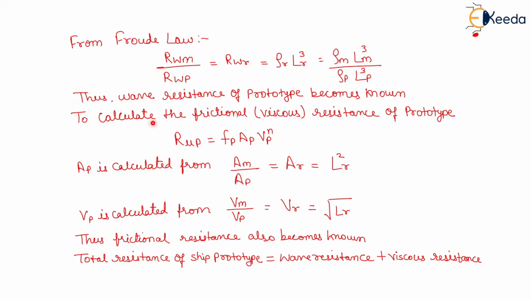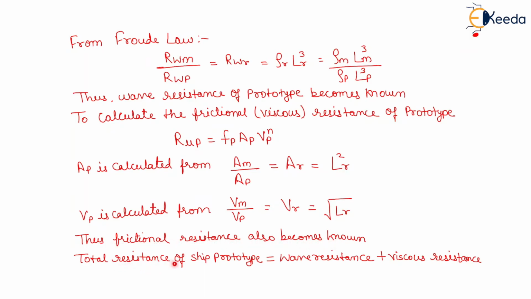To calculate the frictional viscous resistance of prototype, R mu p will be equals to Fp into Ap into Vp to the power n. Now, area of prototype is calculated from area of model upon area of prototype, which will be equals to Ar, which will be equals to Lr square. And Vp is calculated from Vm upon Vp equals to Vr equals to under root of Lr. Thus, frictional resistance also becomes known.